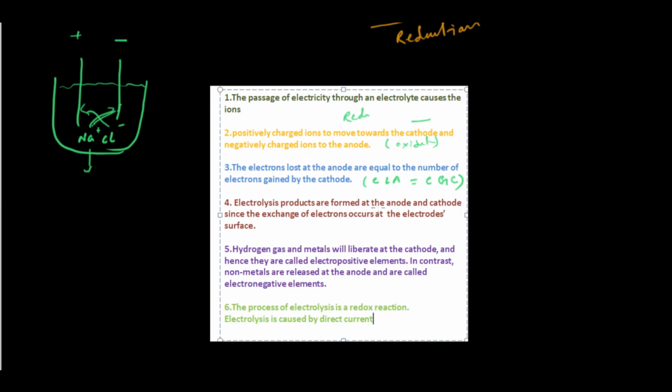Electrolysis products are formed at the anode and cathode since the exchange of electrons occurs at the electrodes. We have understood, but here it says surface. Always remember, whatever charges any point object or mass object has, the charges will always be on the surface, not inside.